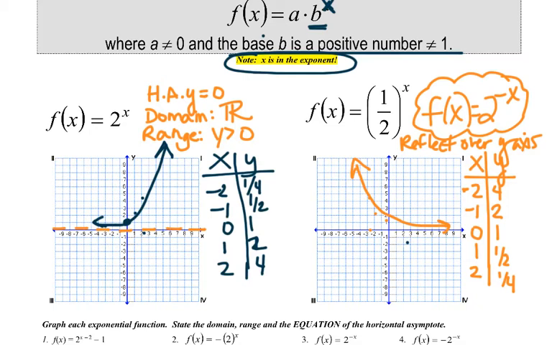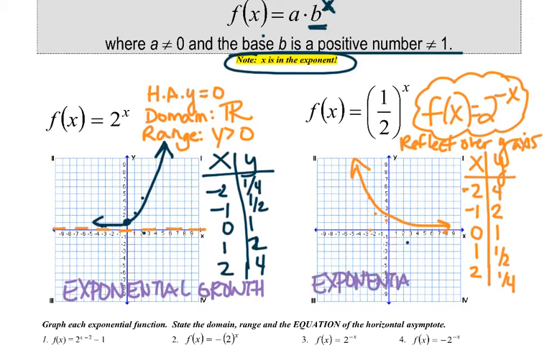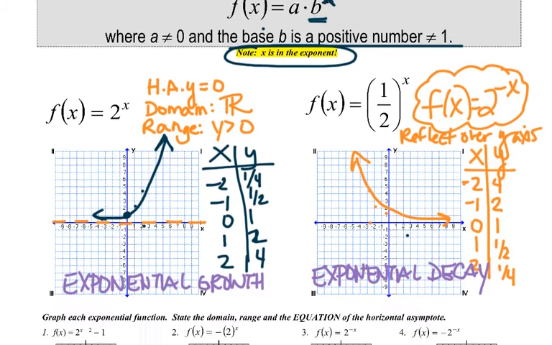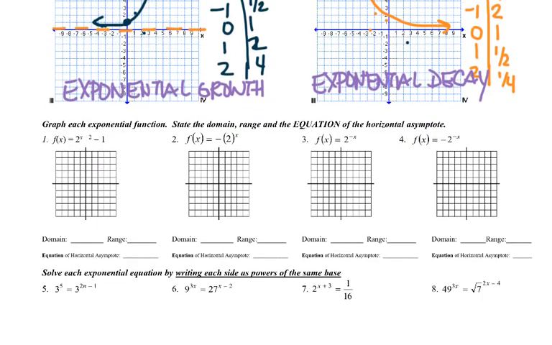This first graph we're eventually going to call exponential growth, a graph that's growing. And then do you know what the second graph is going to be called? Exponential decay. Exponential growth, exponential decay. Perfect. So the first ones are kind of like shifting this graph around.